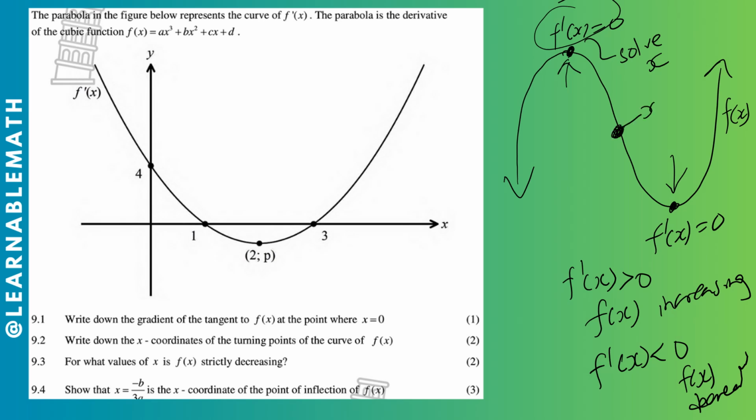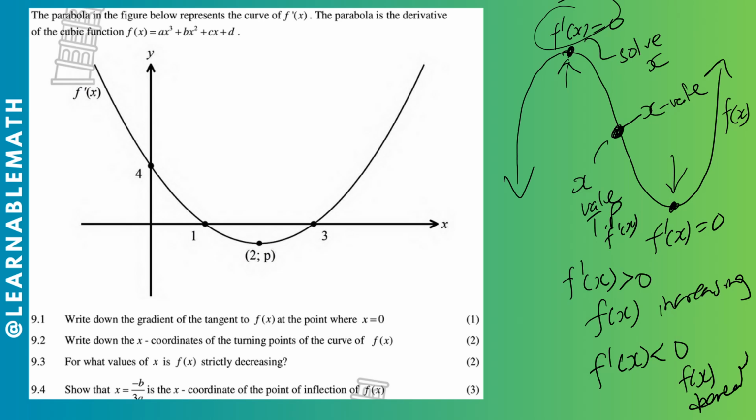Again, we do know that the x value of the point of inflection, the point where the cubic function changes its concavity, is the same as the x value of the turning point in the first derivative. Okay, so at the turning point, the x value is actually the x value of the point of inflection. So those are some of the things that you must remember in connection with the first derivative and the cubic function.